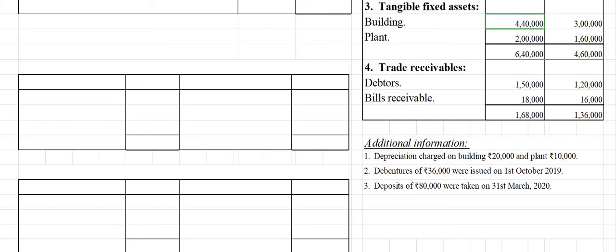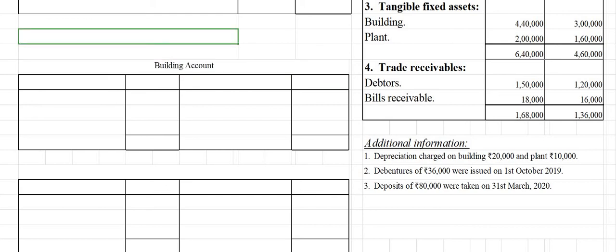Same thing has happened with the plant also. Last year 1,60,000 was there. With 10,000 depreciation, it has to reduce to 1,50,000, but here 50,000 increased. That means it became 2 lakh. That means plant also has been purchased. So in such a case, we have to prepare the asset account. Let us prepare the building account first. So that is the working note.